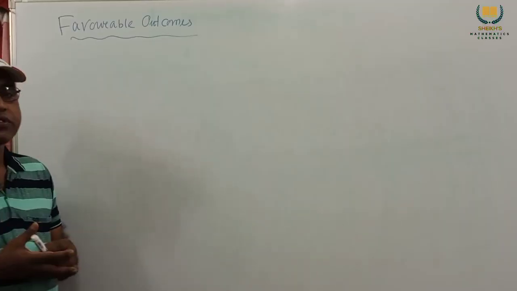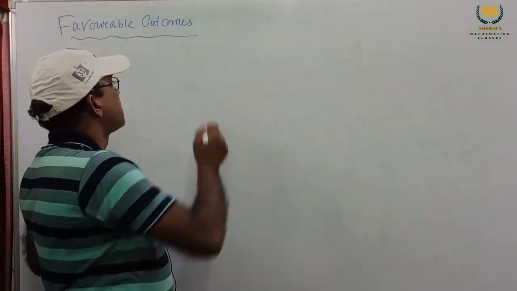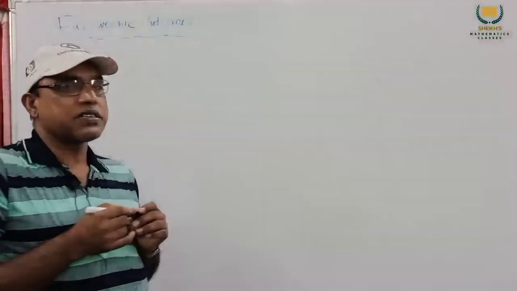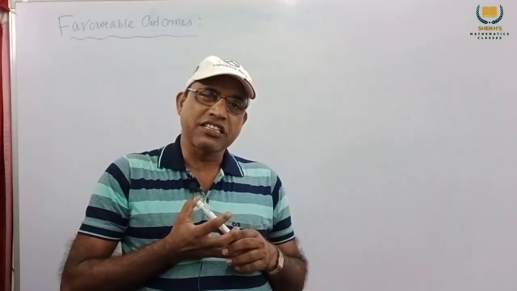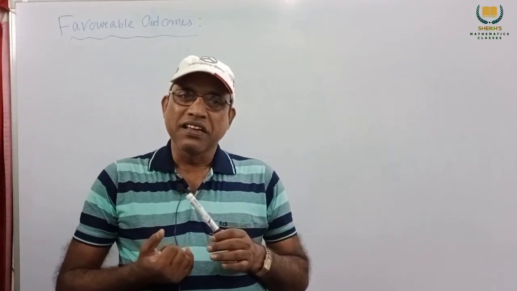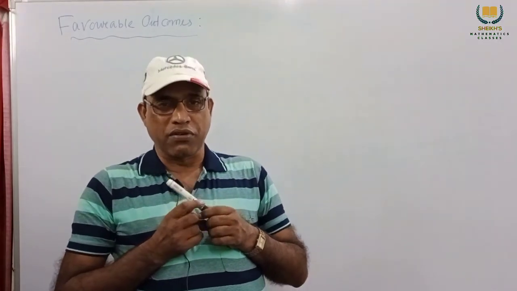So next we consider favorable outcomes. Now what is favorable outcomes? Favorable outcomes means one experiment is given. In this experiment, we want some result. Now, how many results are in our favor? This is called favorable outcomes.